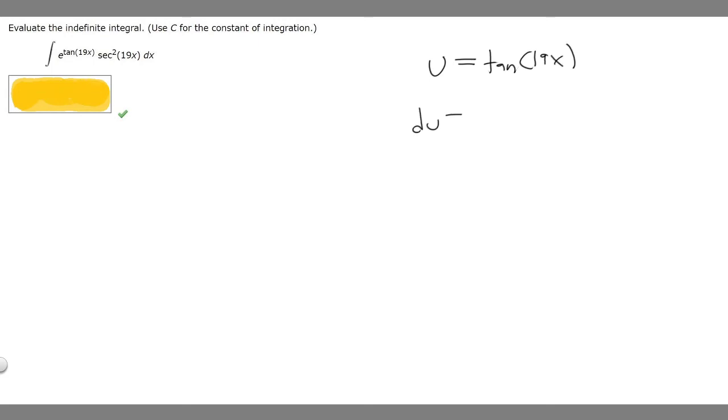So the next thing we have to do is take the derivative of u, right? So the derivative of tan of 19x. So we have to use the chain rule, right? So the derivative of tangent is secant squared, and then we're doing it with respect to our inside, so 19x. Then we multiply by the derivative of our inside, so times 19. So it becomes 19 times the secant squared of 19x.